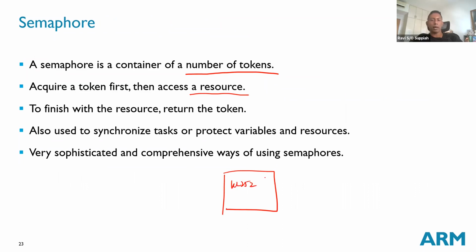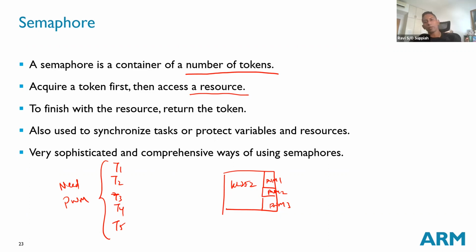Okay, let's assume that right now I have 3 PWM channels: PWM1, PWM2, and PWM3. We have more, but let's assume that we only have 3. So these 3 PWM channels are my resources. And I can have maybe 5 tasks, all of them need PWM. I have 5 tasks, all of them need PWM, but I only have 3 PWM channels in my controller.